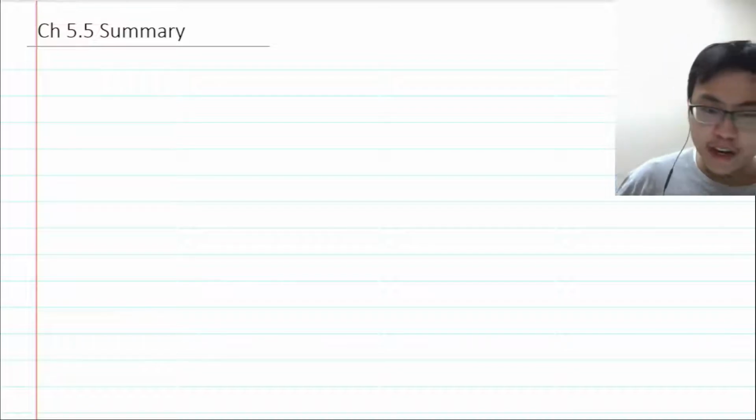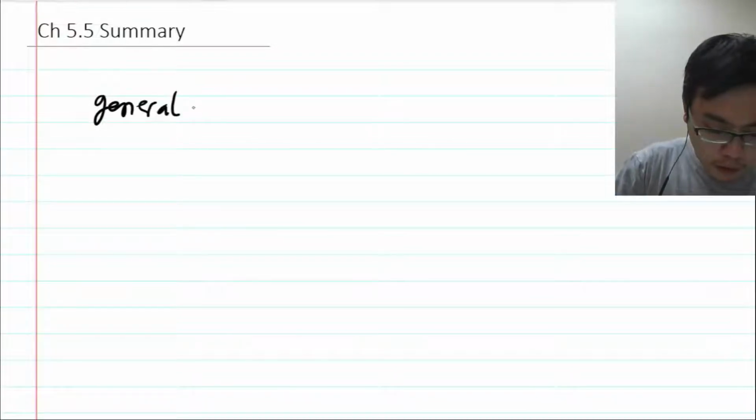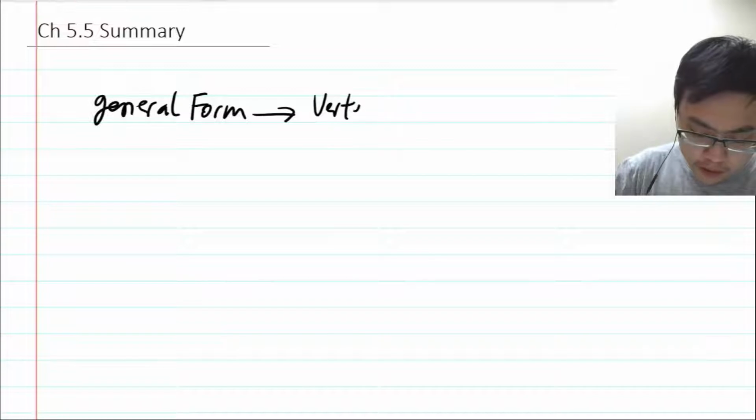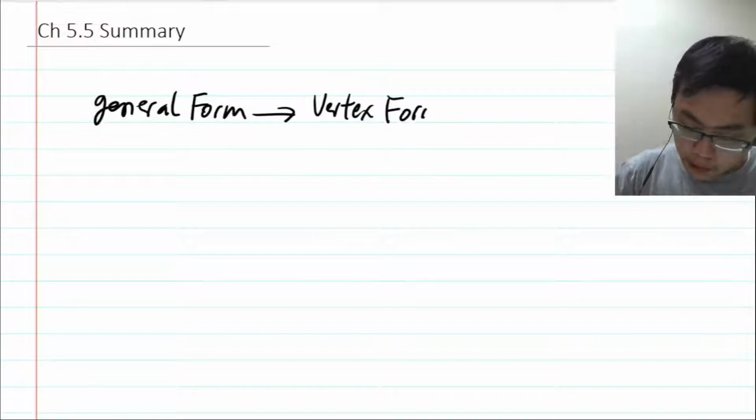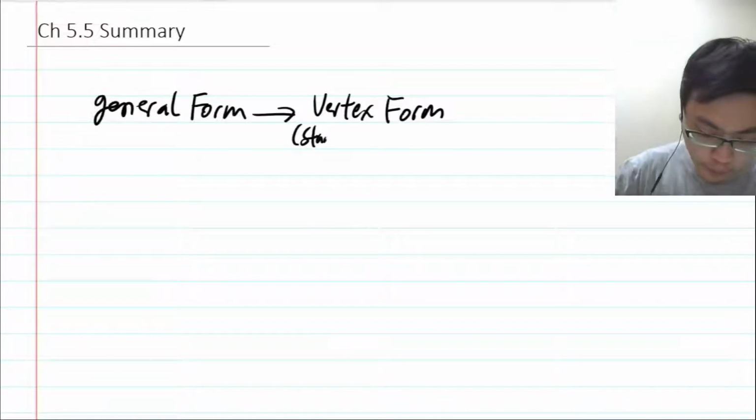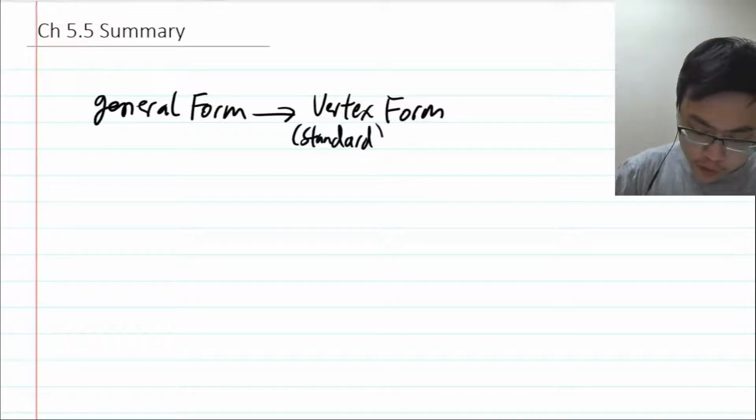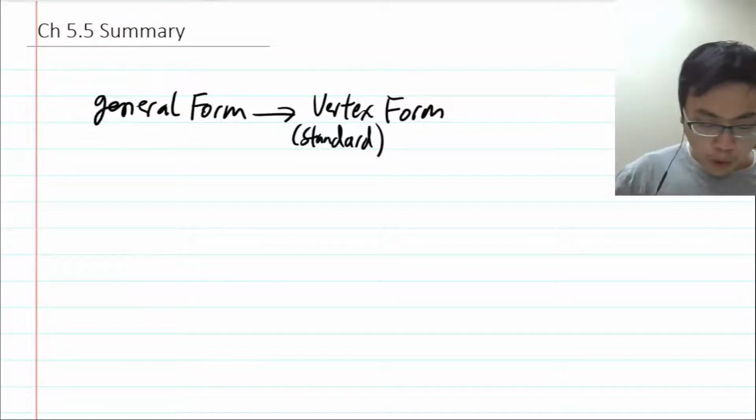And chapter 5.5 is turning an equation from general form back into vertex form. Okay, so this will be about general form to vertex form. The book calls this standard form, but I prefer to use the word vertex form. So what is general form?